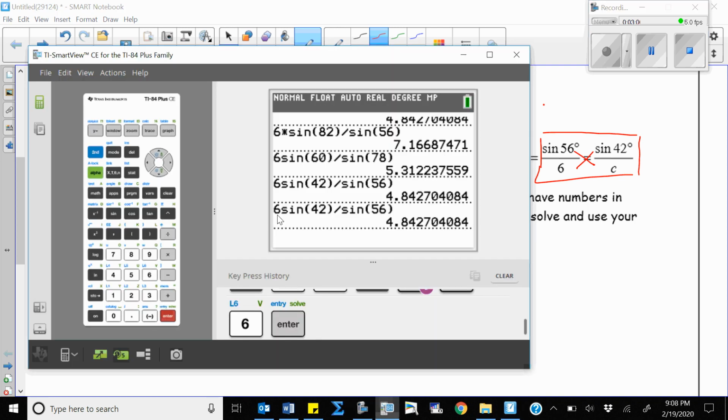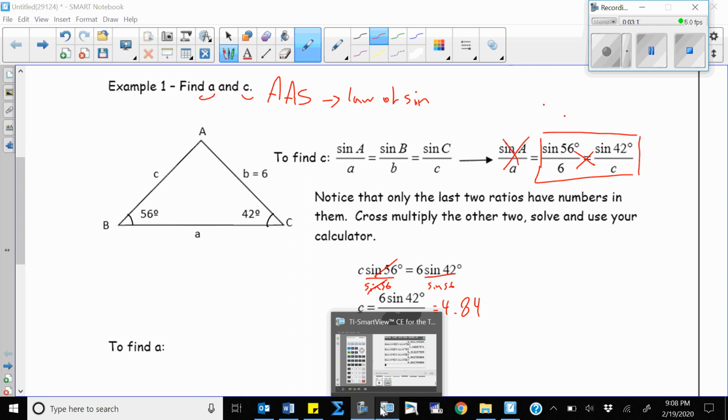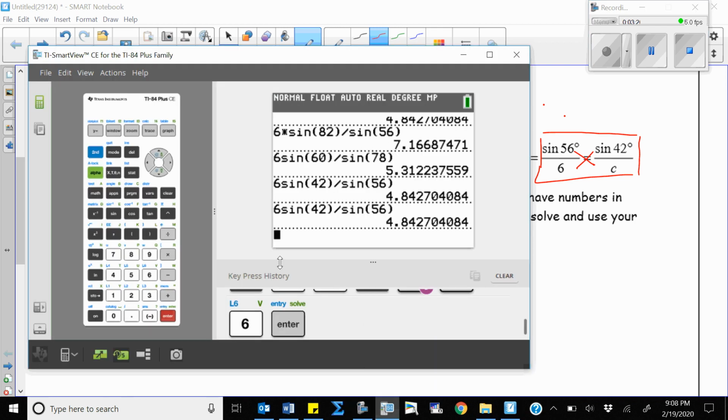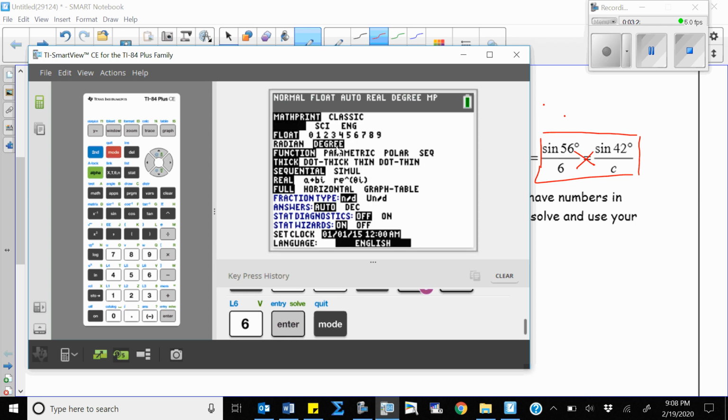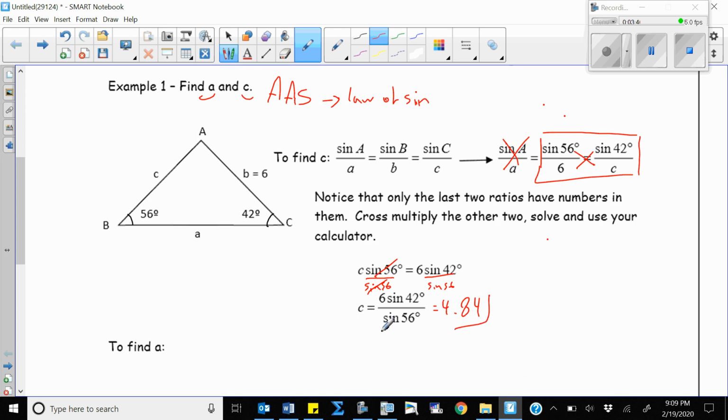Okay, so here I have already entered this into my calculator. 6 sine of 42 divided by sine of 56 is equal to 4.84, and that is our answer here, 4.84. Make sure your calculator is in degrees mode because we are working in degrees. Like here, if I use the mode button, I will see that my calculator is in degrees mode. So this is how we can use our calculator to find the answer at this point. So this 4.84 is the measure of side c.